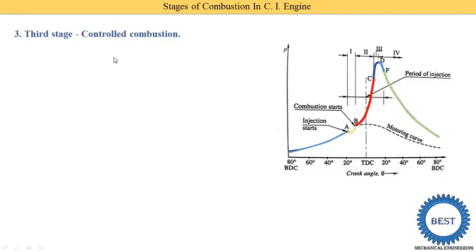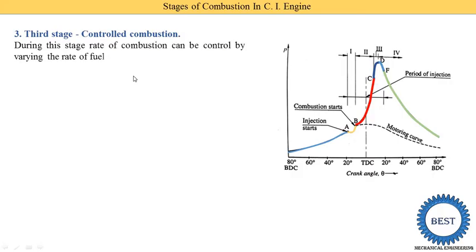And the third stage is the controlled combustion, and its range is from points C to D, shown by the dark blue line. So C to D is known as stage number 3, and its name is controlled combustion. During this stage, the rate of combustion can be controlled by varying the rate of fuel injection.